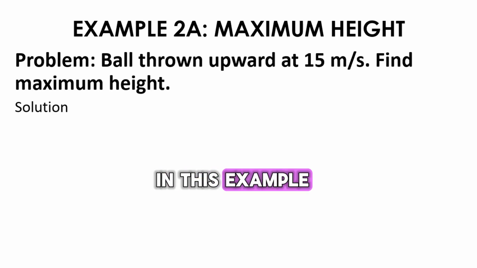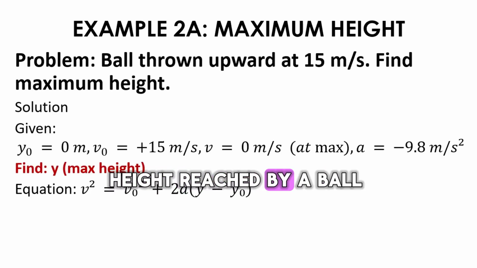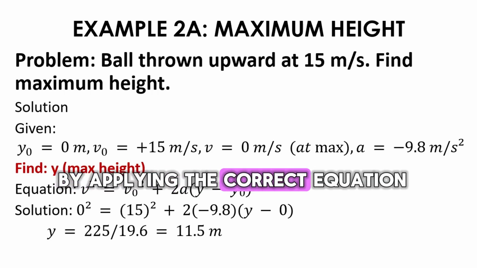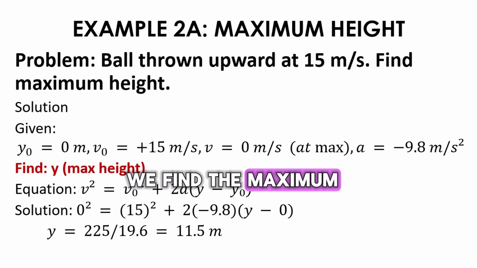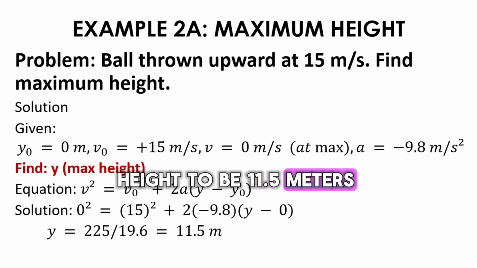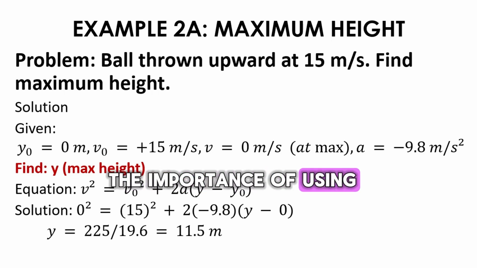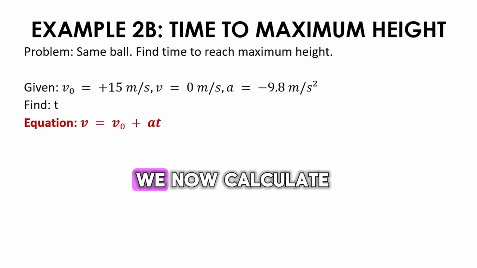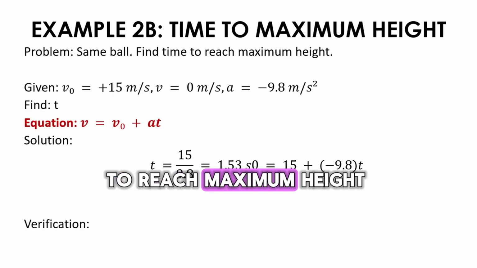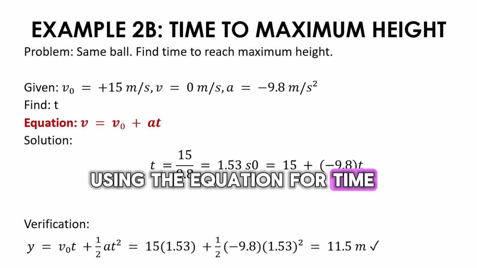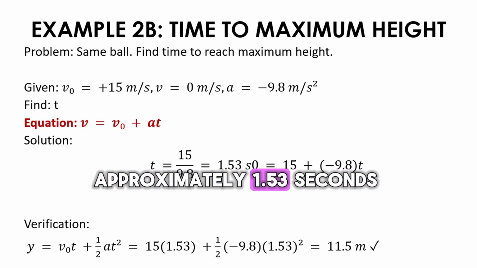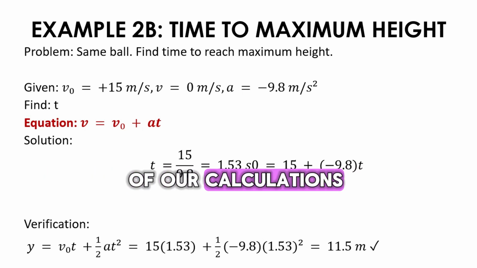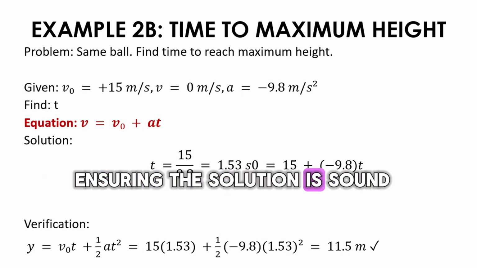In this example, we explore the maximum height reached by a ball thrown upward at 15 meters per second. By applying the correct equation, we find the maximum height to be 11.5 meters. This demonstrates the importance of using the right formula for accurate results. Continuing with the ball example, we now calculate the time it takes to reach maximum height. Using the equation for time, we determine it takes approximately 1.53 seconds. Verification confirms the accuracy of our calculations, ensuring the solution is sound.